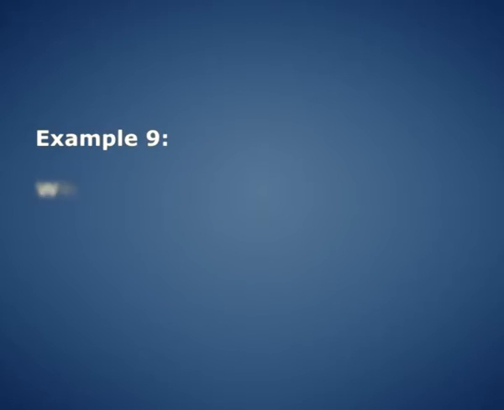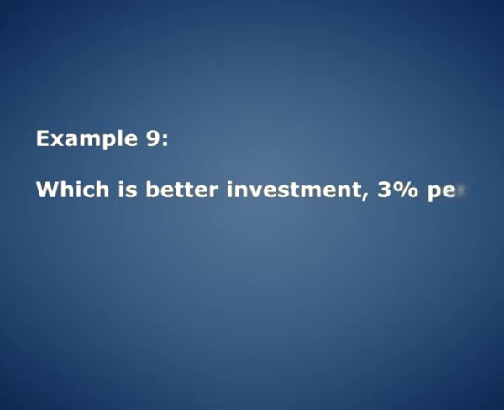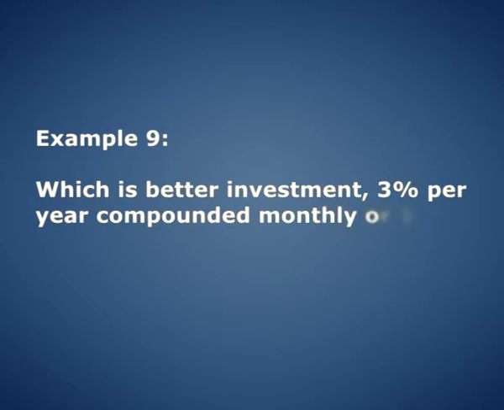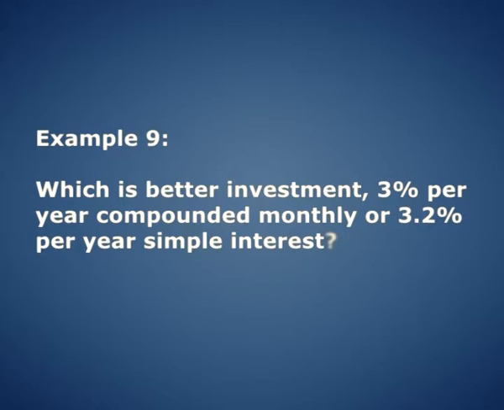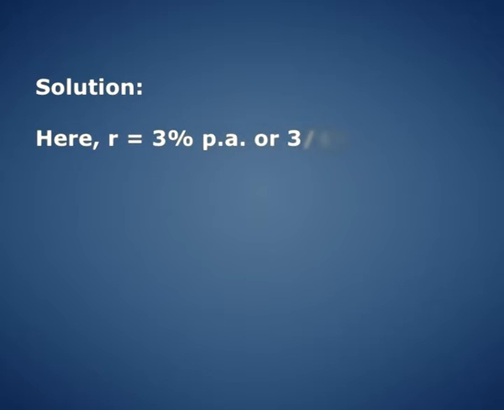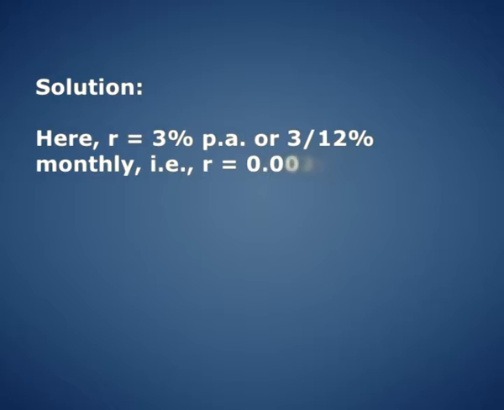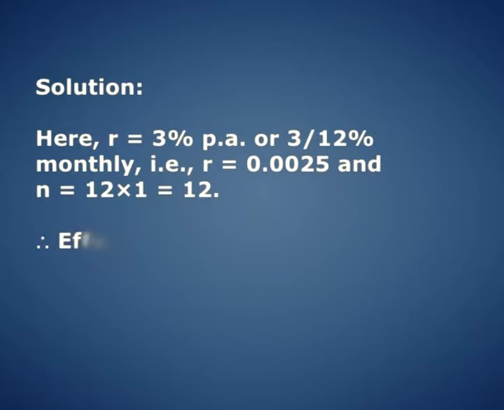Now, let's see another example. Which is better investment? 3% per year compounded monthly or 3.2% per year simple interest? Let's come to the solution. R is equal to 3% per annum or 3 by 12% monthly, that is R is equal to 0.0025 and N is equal to 12 into 1, which is equal to 12.